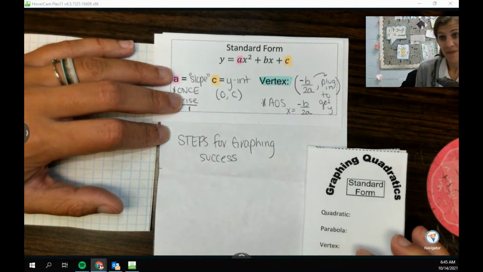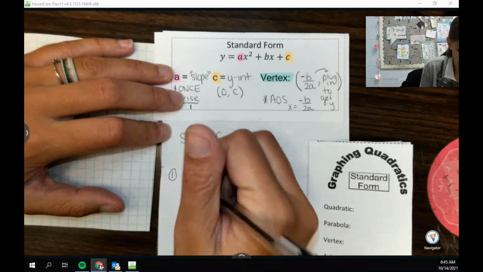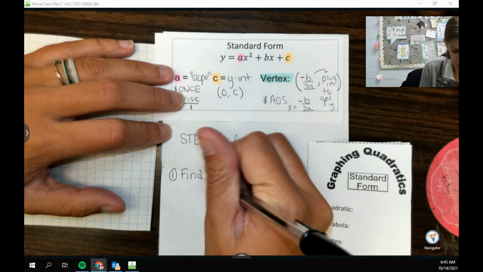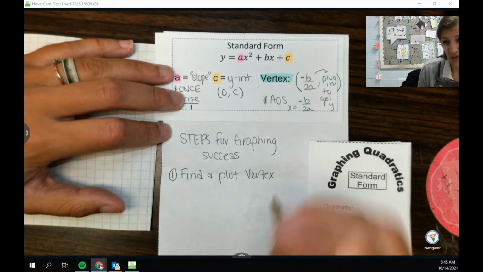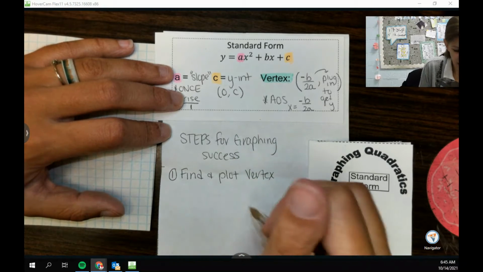A lot like yesterday, you really have to always do these things. The first thing you should always do is find and plot the vertex. Yesterday it was easy. I just had to grab the numbers out of the equation. This time it's less so.